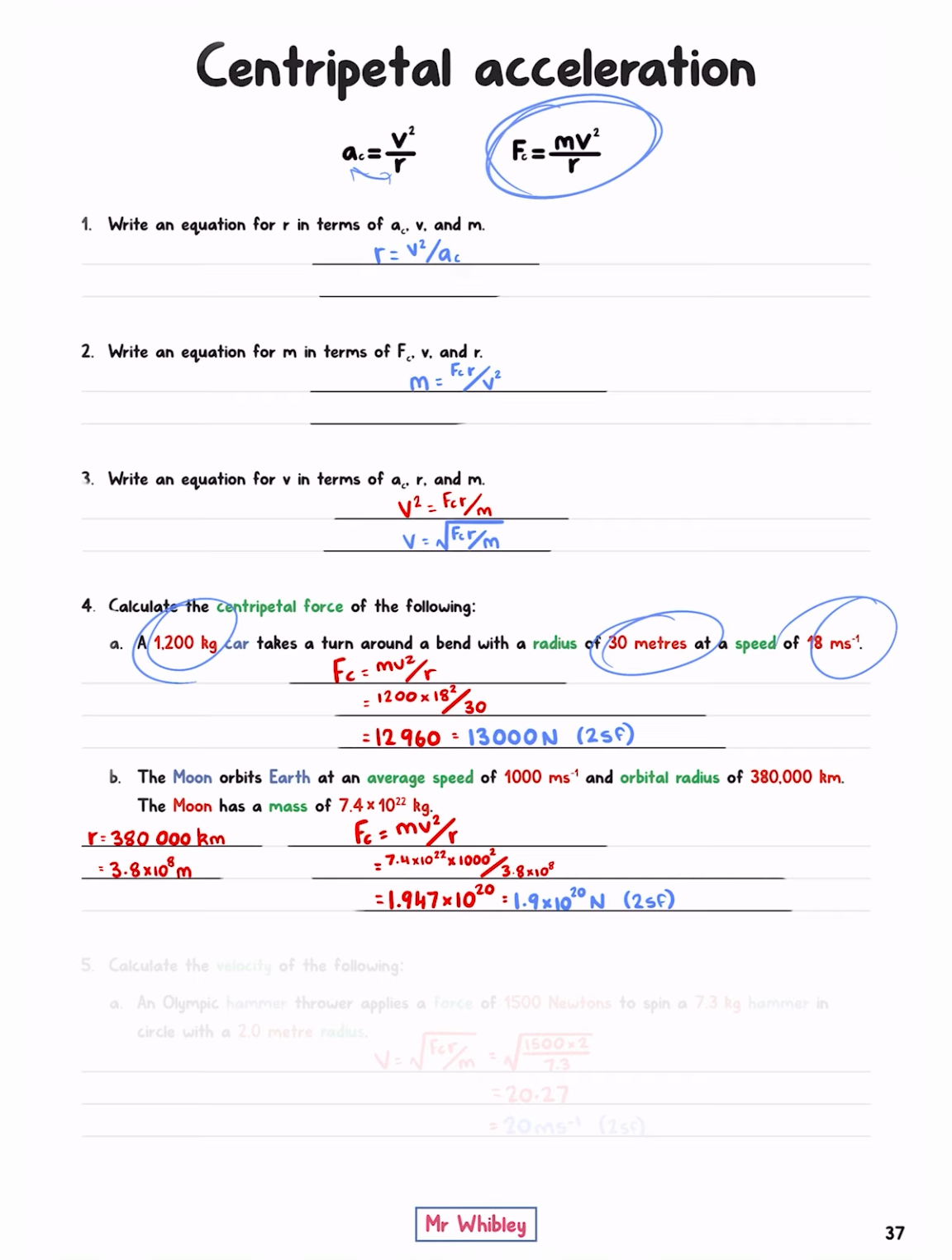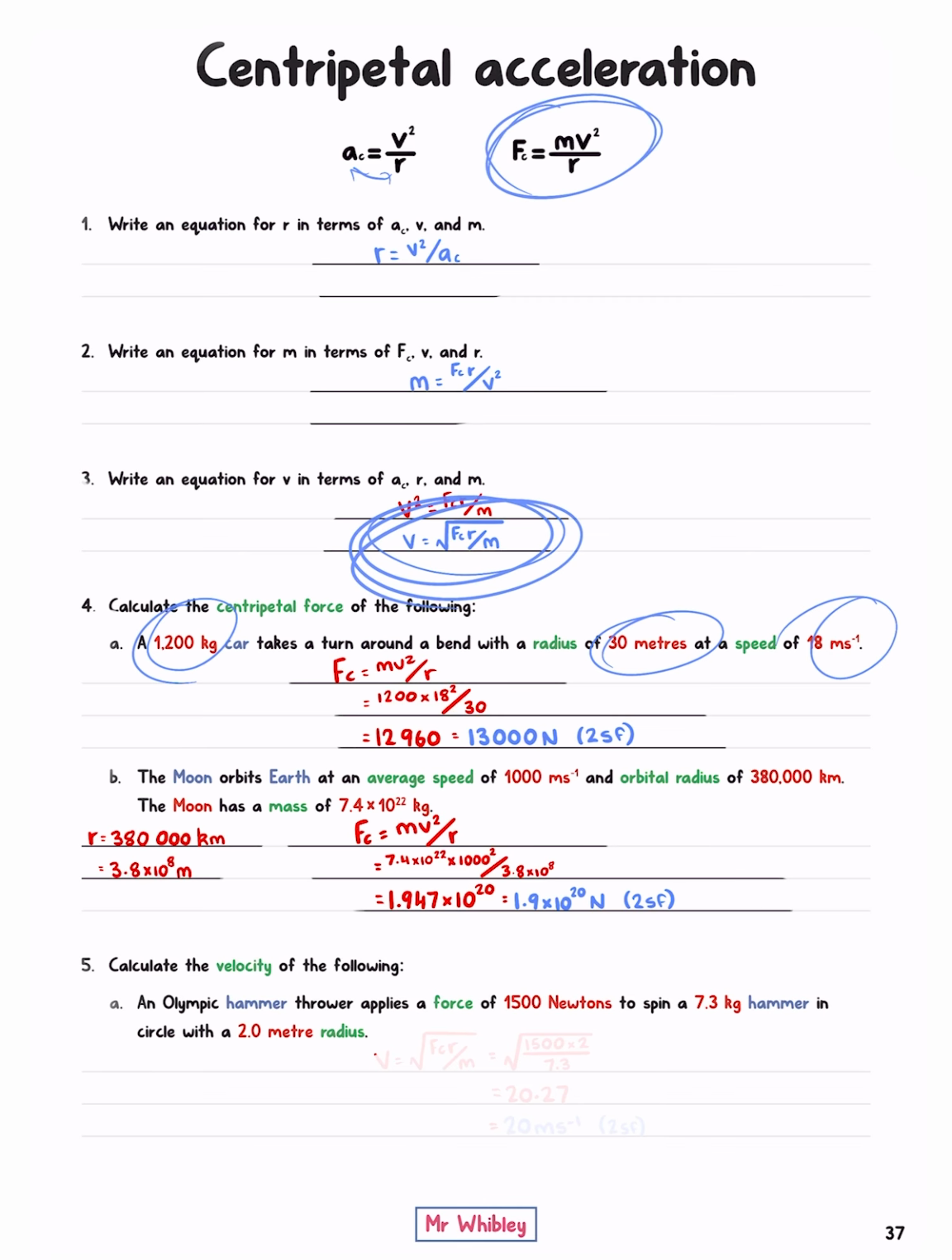Question 5. Calculate the velocity of the following. An Olympic hammer thrower applies a force of 1500 newtons to spin a 7.3 kilogram hammer in a circle with a 2 meter radius. For this, we can take our solved velocity equation, put in our numbers, which gives me 20.27 or 20 meters per second to two significant figures.